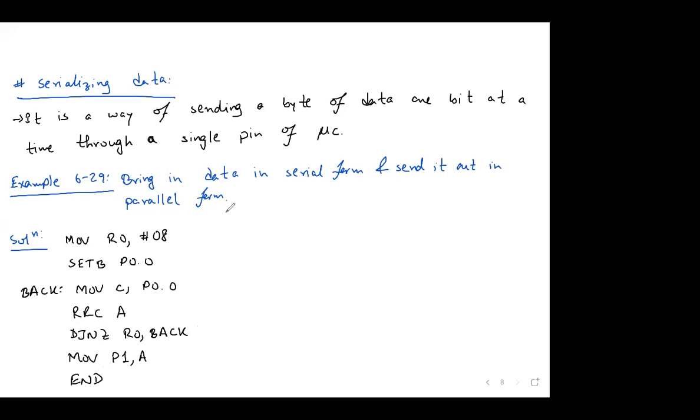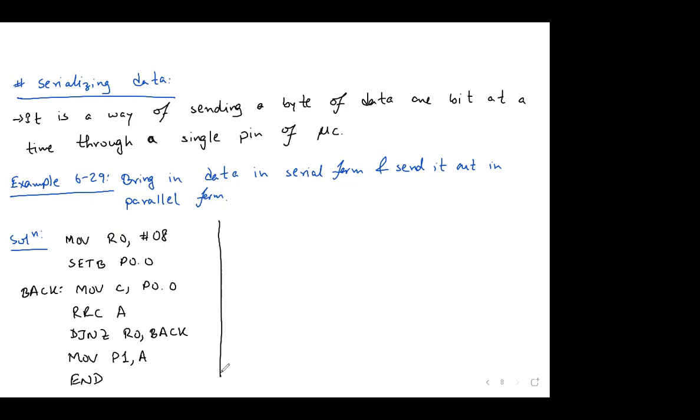Look at the code. If there is anything you want me to explain, then you can ask. This is just one of the examples of application of RRC. Whatever we saw was just for explaining the basics. This is one of the simple applications. What will happen if you want to bring in data serially? First, we take the data in the carry flag, C. Then we gradually use RRC. The data will gradually move into the accumulator.